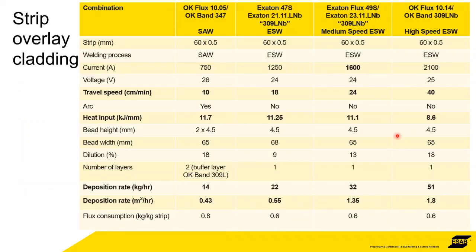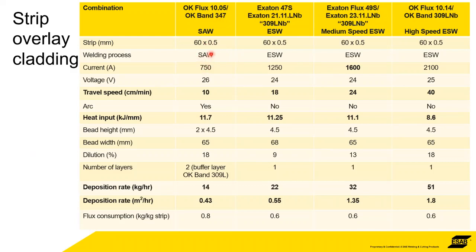This is a table that just illustrates the various processes. We're starting off at the left hand side with submerged arc welding. In all cases, we're talking about 60 millimeter strip. 0.5 is the most common thickness that's used. We're trying to achieve this 347 overlay. It's a very common grade of overlay for corrosion resistance in various industries.